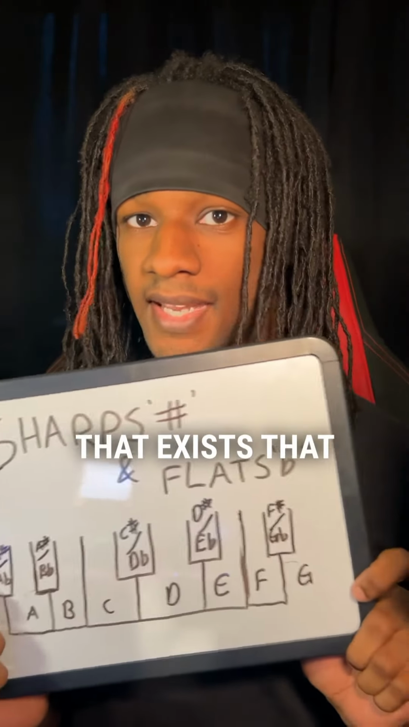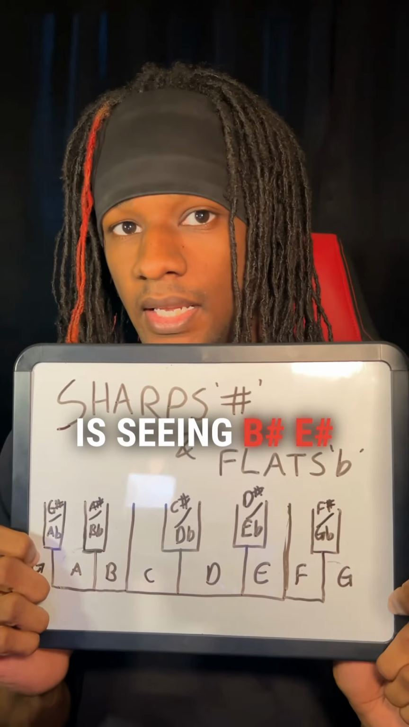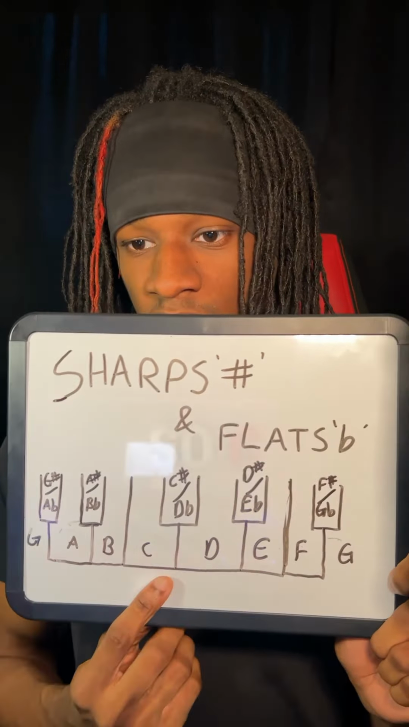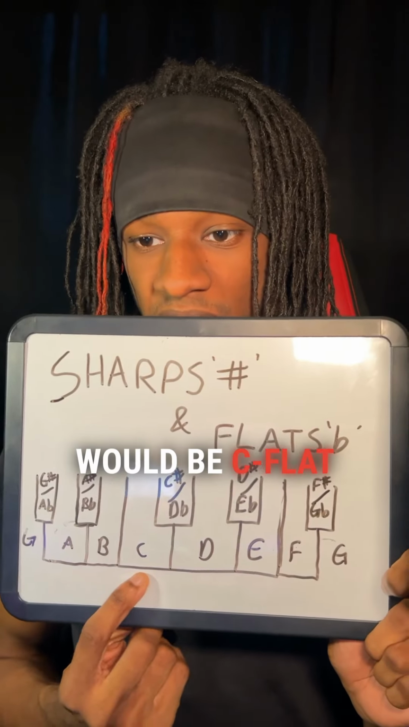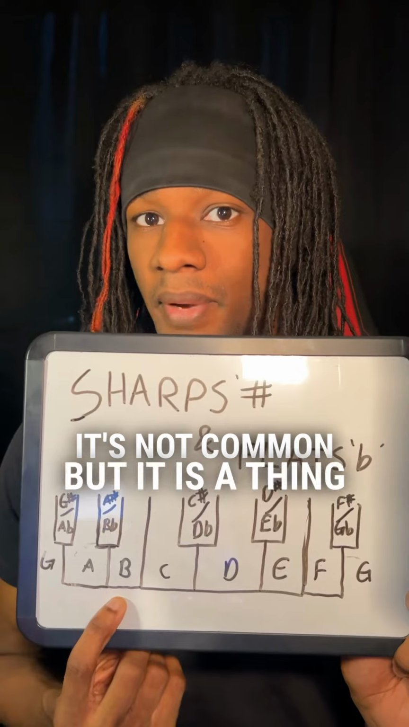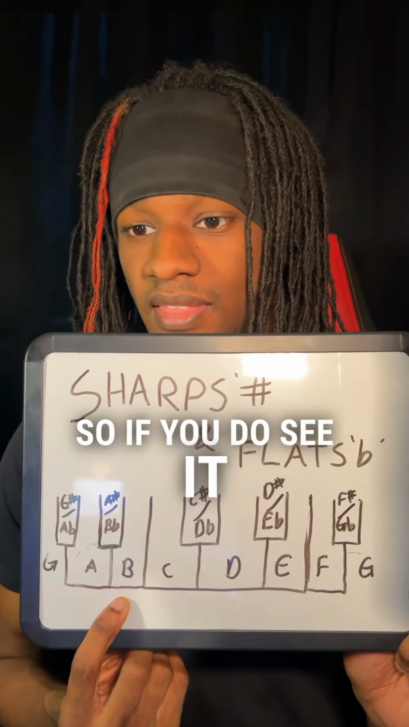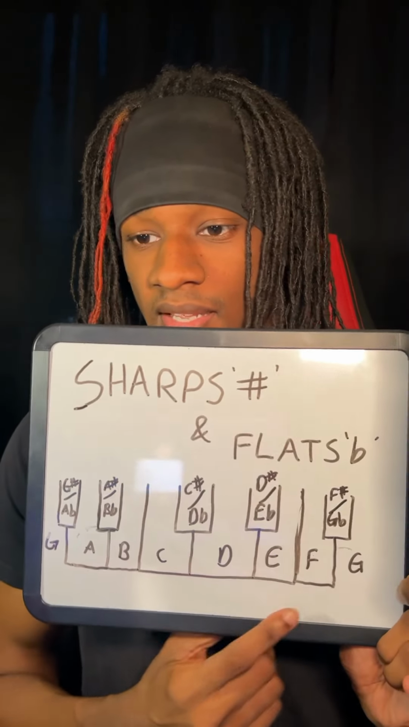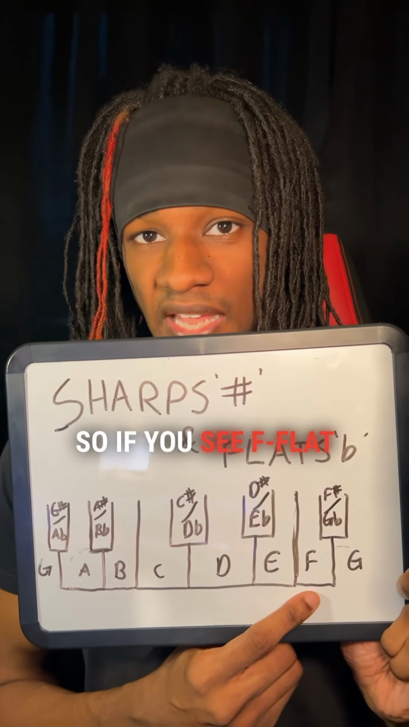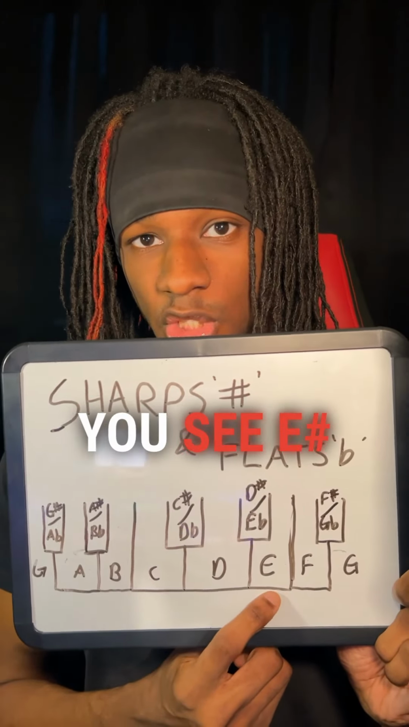Now, something else that exists that isn't as common is seeing B sharp, E sharp, F flat, or C flat. So C, a half step down, would be C flat. And you're like, that's not C flat, it's B. Same thing. It's not common, but it is a thing. So if you see C flat, that's what that means. Same for E and F. F, half step down, is E. So if you see F flat, that's E. Or if you see E sharp, it's F.